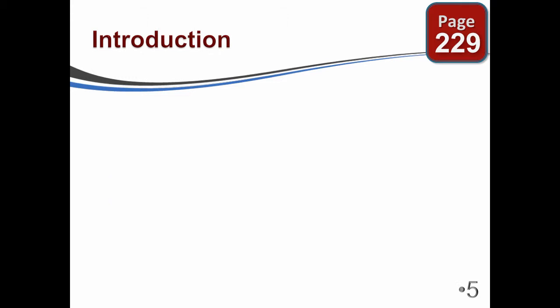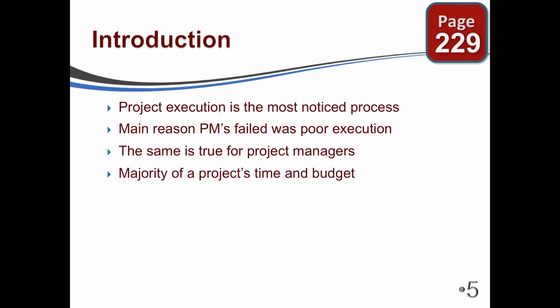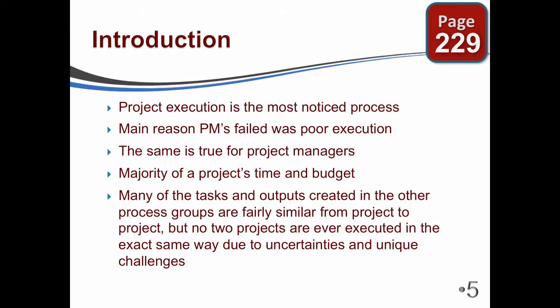Project execution is the most noticed of all the processes. Research shows that without a doubt, the main reason CEOs failed was poor execution. The same is true for project managers. Recall, in general, the majority of a project's time and budget is spent in the execution phase. Many of the tasks and outputs created in other processes are fairly similar from project to project, but no two projects are ever executed in the same way. The following video kind of summarizes how you may feel during the execution phase.